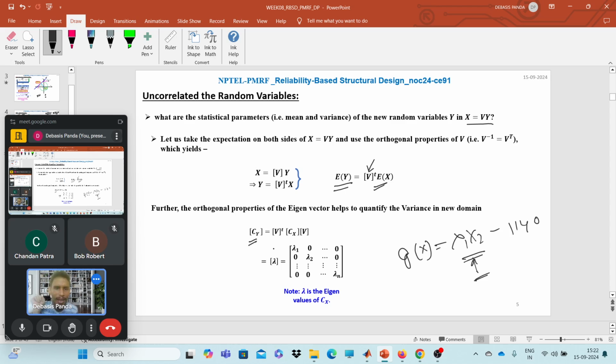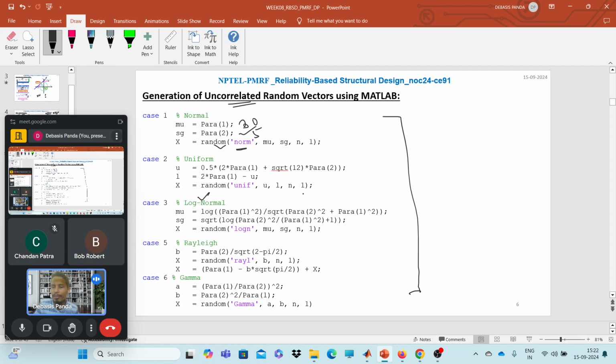So if we have a limit state like g(x) equals x1 x2 minus 1140, what do we need to do? First we need to uncorrelate it. Once we have uncorrelated the correlated random variables, using the MATLAB inbuilt function we can generate the random numbers. How many random numbers do we want? Here the n parameter is there. I can generate as many as I want.